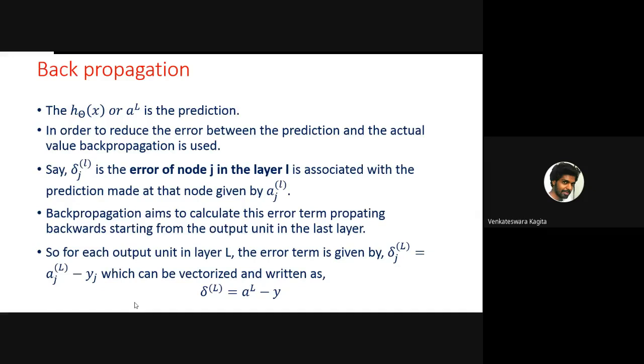For each output unit in layer L, the error term is given by A L j minus y j, where A L j is the predicted value and y j is the actual value. You compute the difference between these two, and that is the error at the last layer. This is with respect to the sigmoid activation function only. If you take a different function, it will vary slightly, but I just wanted to demonstrate the concept.